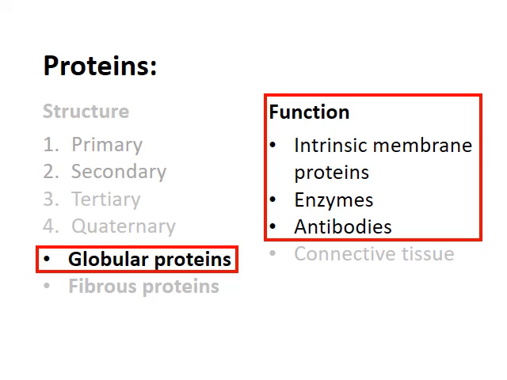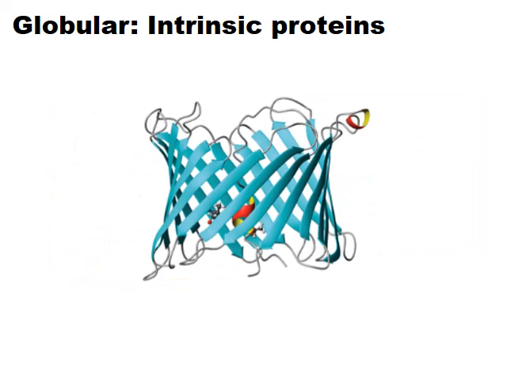Now, we're going to talk about globular proteins and their function. So one role of globular proteins is as carrier or channel proteins that we find that span phospholipid bilayers. So the word intrinsic actually means spanning the entire phospholipid bilayer. Now, this channel protein here is actually a chloride ion transporter, and it will allow chloride ions to go from high concentration through a central hydrophilic pore to a low concentration of chloride ions.